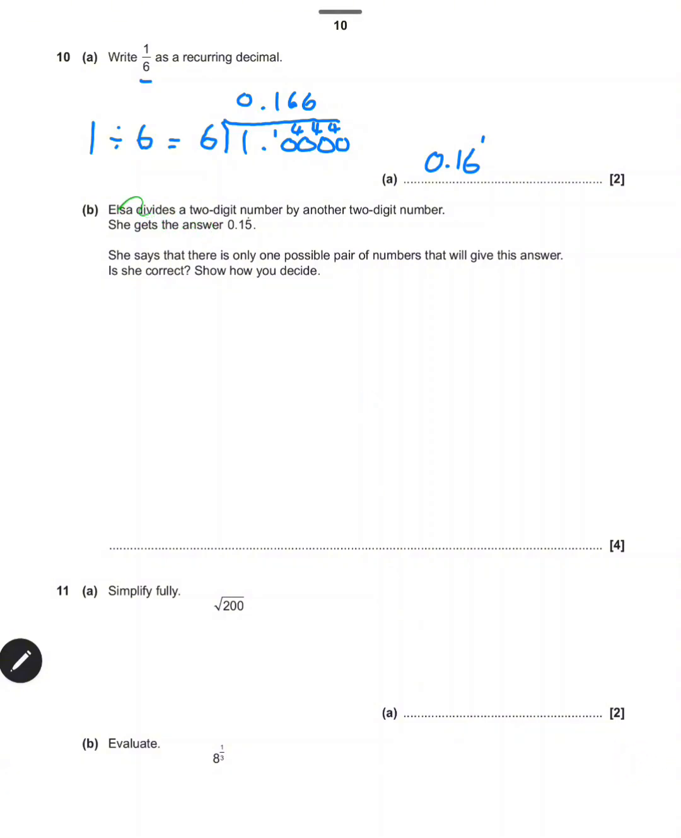Okay, in part B, we've got my mate Elsa. She's dividing a 2-digit number by another 2-digit number, and she's getting 0.15 recurring. What this is saying is turn this decimal into a fraction. The number divided by another number is your fraction. So that's what I'm going to do first.